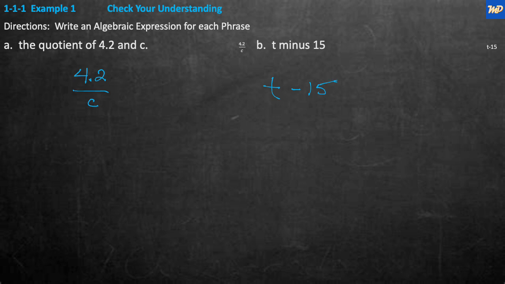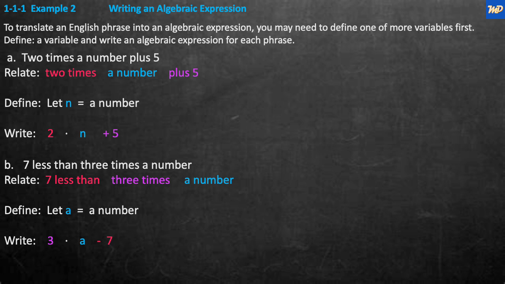Okay, example 2, writing an algebraic expression. To translate an English phrase into an algebraic expression, you may need to define one or more variables first. So define a variable and write an algebraic expression for each phrase. You could have more than one variable, but in these cases here, it's only one variable. So problem A, write the expression for 2 times a number plus 5.